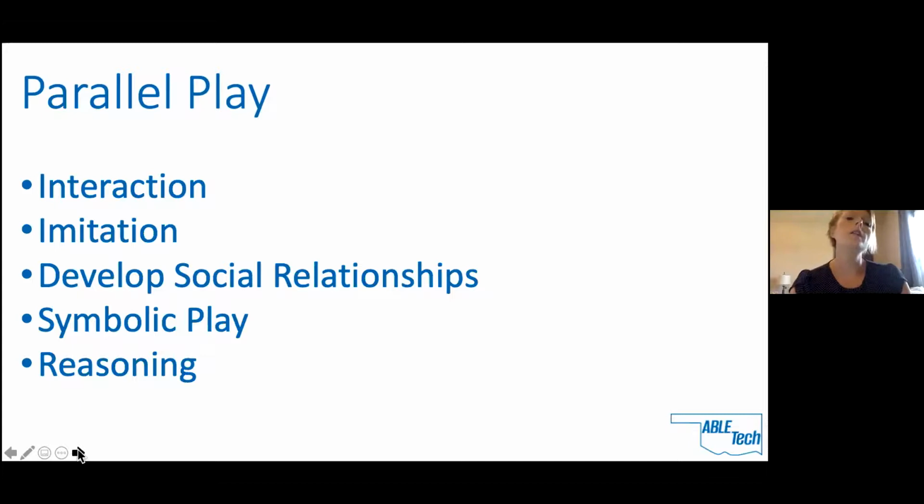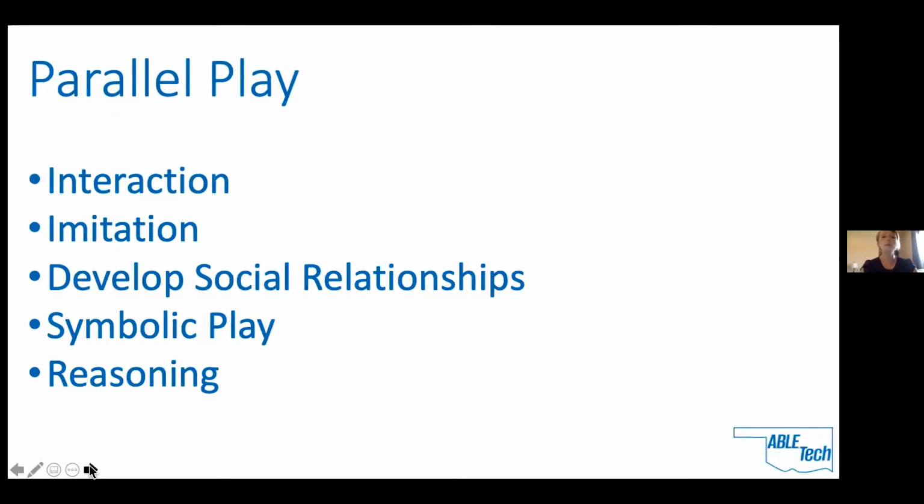They develop social relationships, and people say, how's that? They're not interacting with the other kid. But if you take one kiddo out of a group of kids during parallel play, they are going to notice that that one child is gone because they have been imitating them and watching them and observing them. So they start to develop social relationships, with peers and people that are not familiar to them, not a family member, not a close friend.